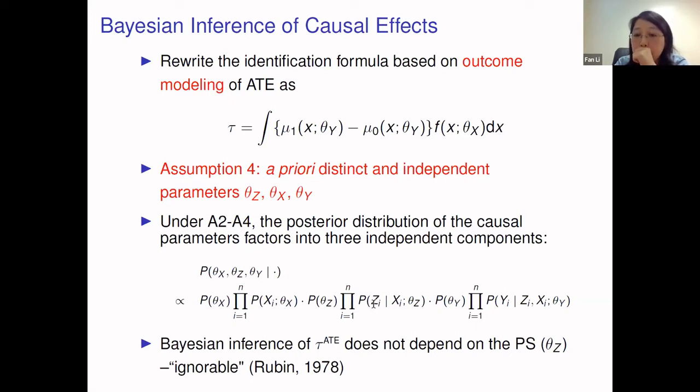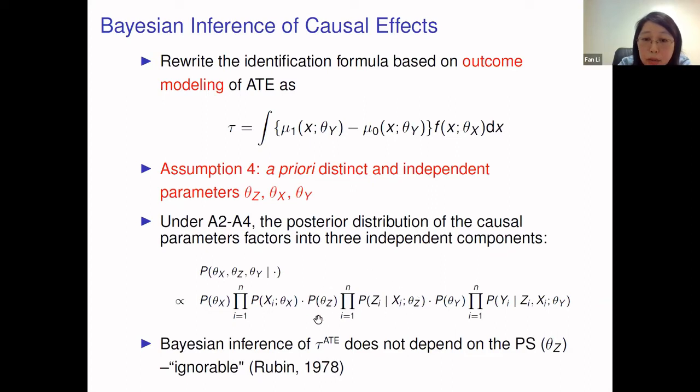This is basically the propensity, the probability of z given x, and the outcome model, the distribution of y given z and x. Because the priors are a priori independent, the priors can be separated. Okay, so then let's look at this factorization, where we can see this because of the prior independence.